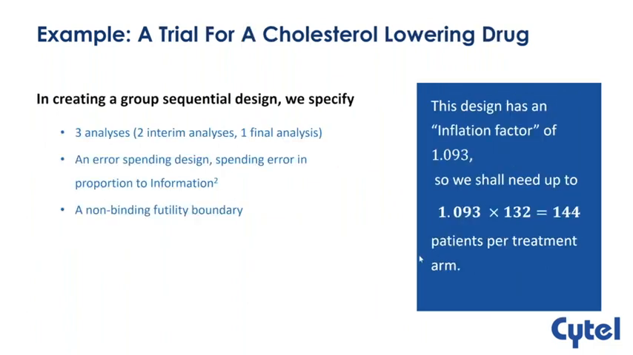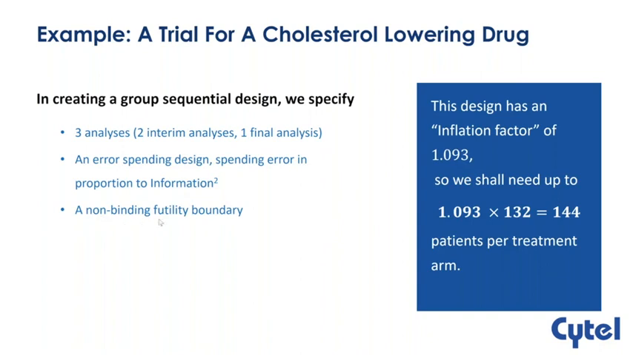So to go from there to a group sequential design, what else do we have to specify? Well, first of all, how many analyses are we going to have? In this example, I'm saying let's have three analyses. So that's two interim analyses and one final analysis. And I'm going to have an error spending design, and the way in which I spend error will be in proportion to the square of information. We'll talk a bit more about the choice of error spending function later on. For now, let's suppose this is what we've chosen to use.